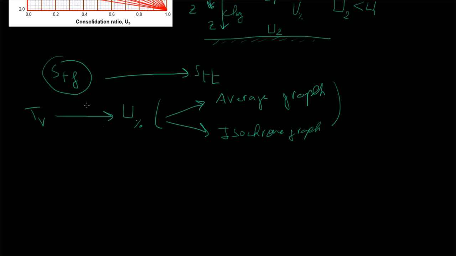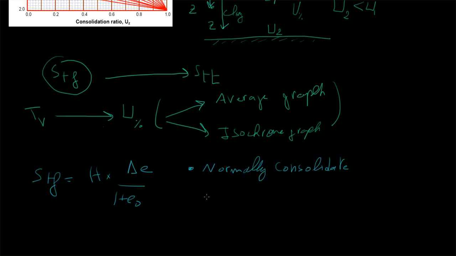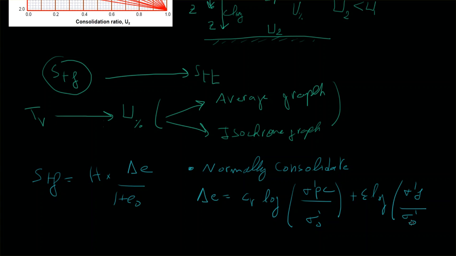If we go back to the method of finding STF, let's define STF again. STF is H times delta E over 1 plus E naught. Delta E, if the clay is normally consolidated, we must say that delta E equals CR log sigma dash PC over sigma dash naught, plus CC log sigma dash final over sigma dash PC. This is from my previous videos. That's how we find delta E.